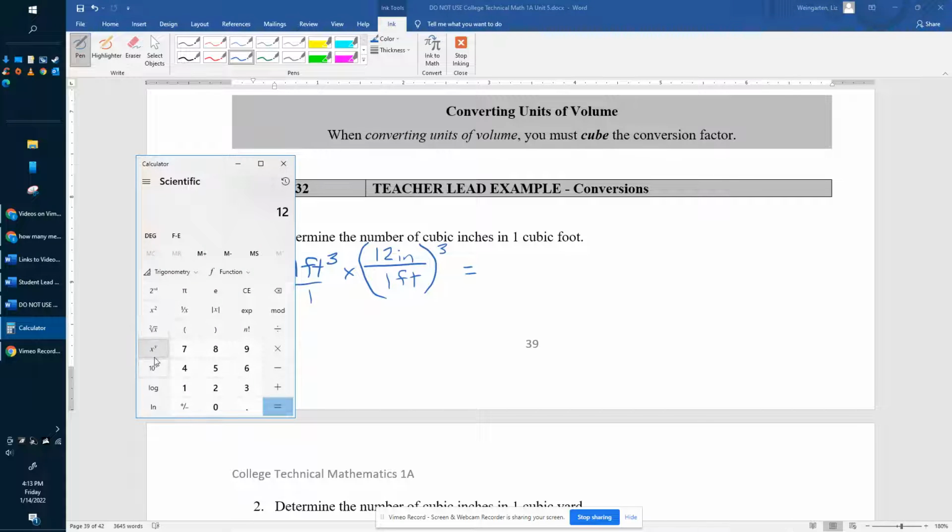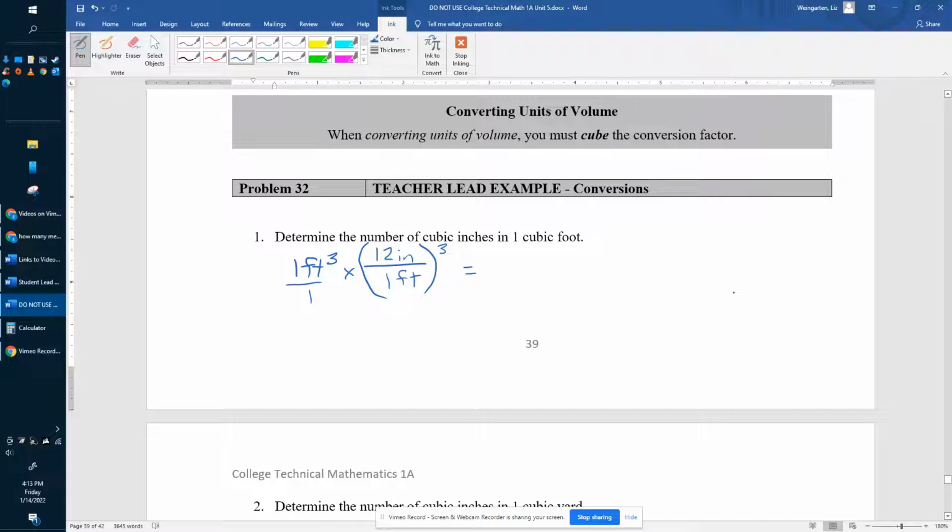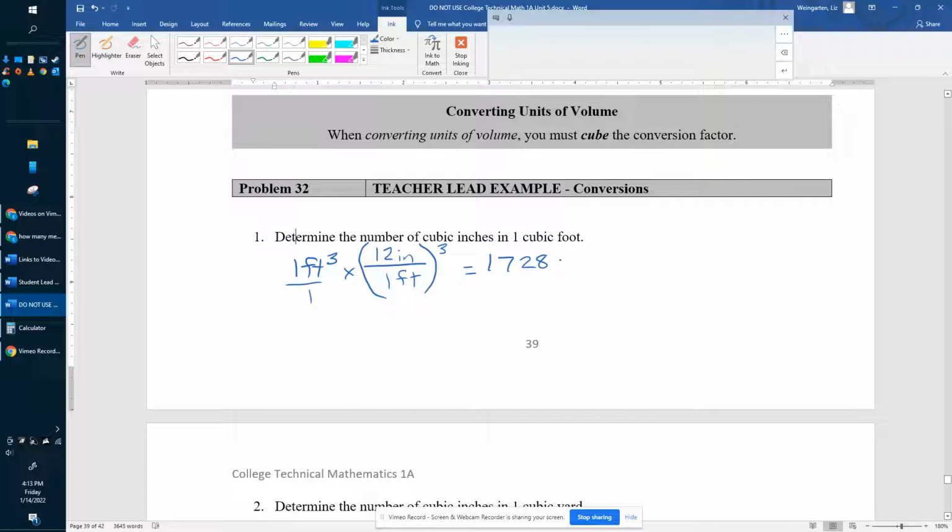12 to the third is 1,728. That's why it's nice to know the trick that you just convert this and you don't have to memorize this.